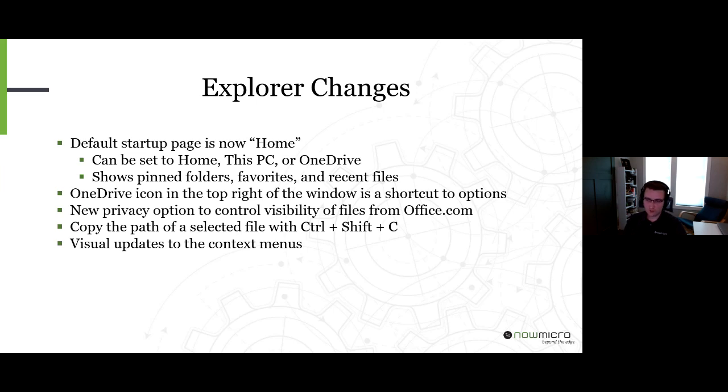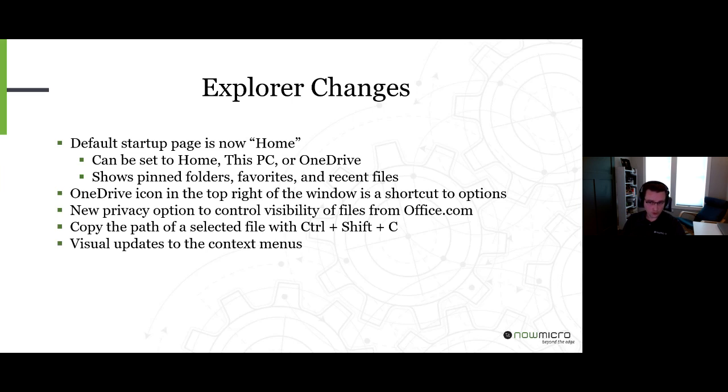And speaking of OneDrive, Windows Explorer now has a new shortcut button for OneDrive. So when you're in a OneDrive folder, up in the top right corner of the Explorer window, there'll be a shortcut that lets you access OneDrive settings, as well as a quick link to open OneDrive in the web. There's also a new privacy option in the Explorer settings that allows you to control if locations and files from Office.com are displayed or not.